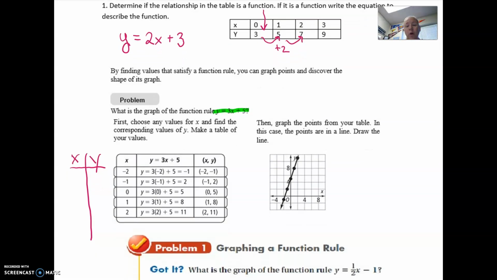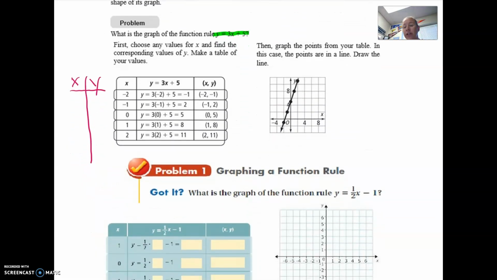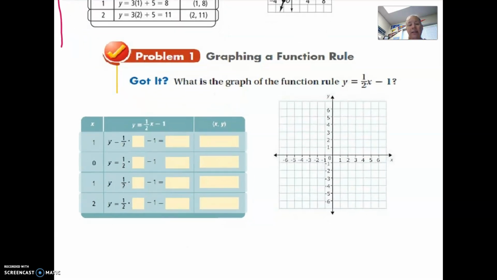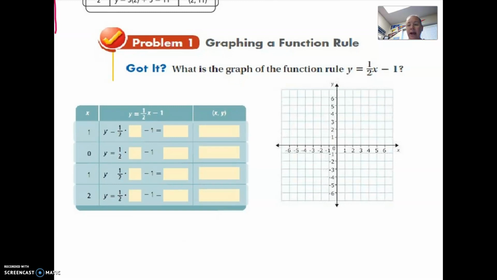So a lot of what we're doing today is just looking at a function rule and graphing that function rule. So here we have a table of values, and they already give us that, and then we have a graph here to graph those relationships. So we're just going to do this one. Just follow along and complete your notes.